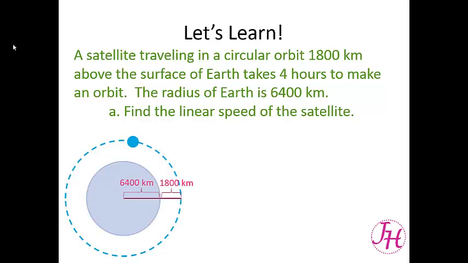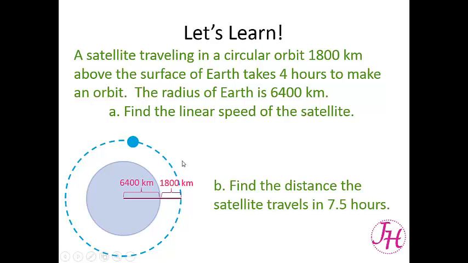All right, so here we have the Earth, and we've labeled the radius of the Earth, and then how far above the Earth the satellite is. And here's our satellite, and it's orbiting the Earth, so there's the path that it's taking. And then we're going to find the distance the satellite travels in 7.5 hours. So first, let's look at the linear speed of the satellite.